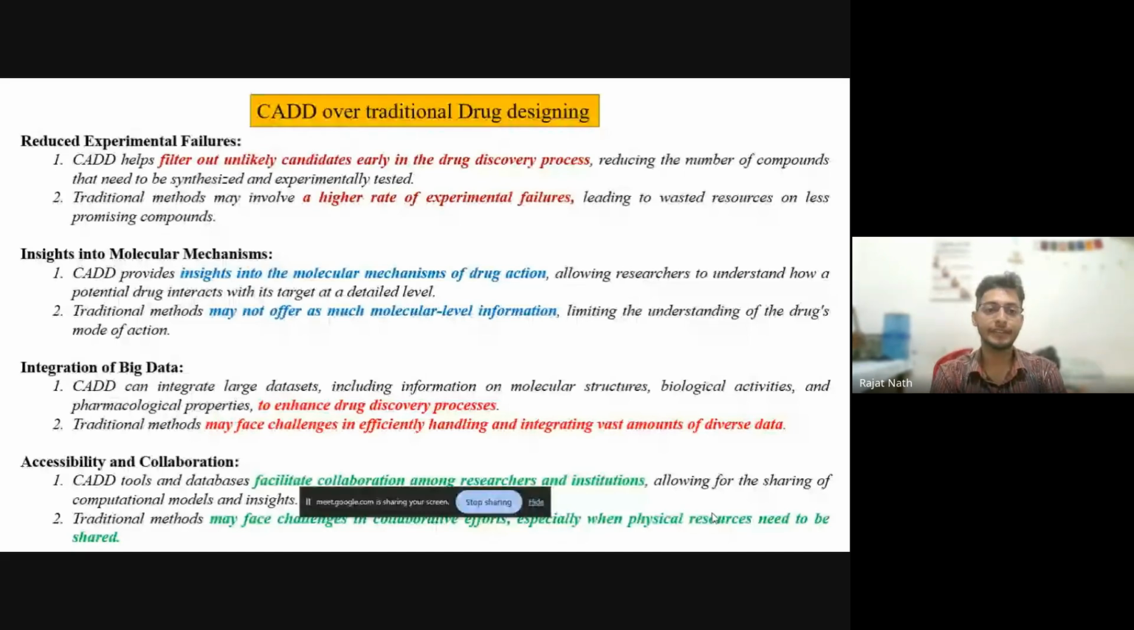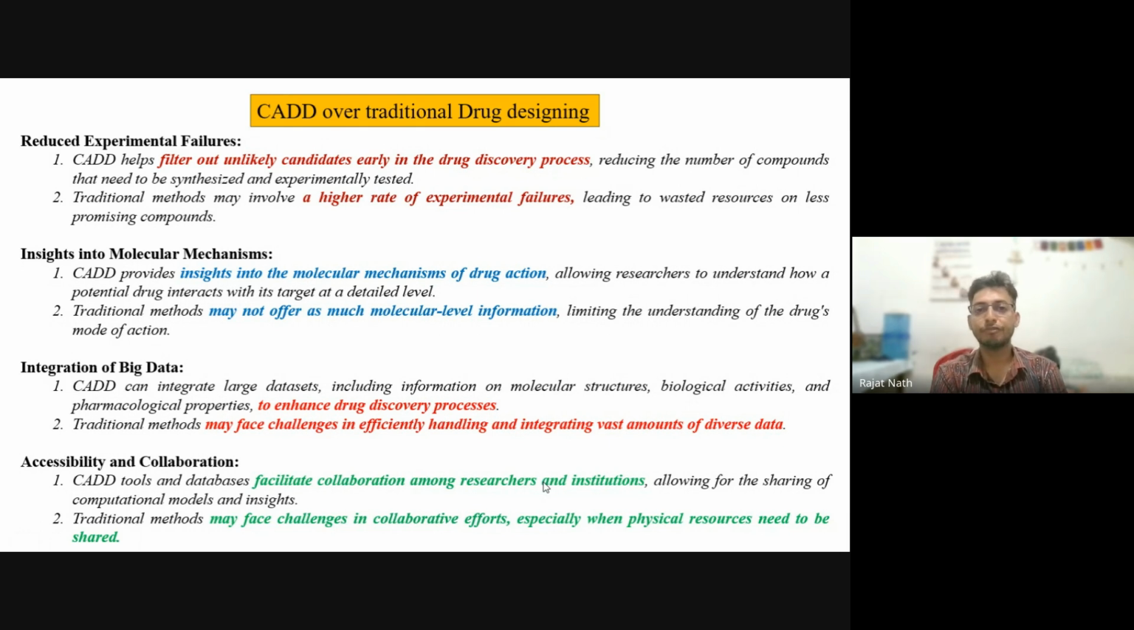But in computer drug design, we can easily handle those data sets, and we can analyze our findings by those big data. And we can very easily collaborate with other institutions by computer drug design, because we need not send any compounds or any biological samples to other institutes to collaborate. We just need to send some data files, which I can send very easily by mail.